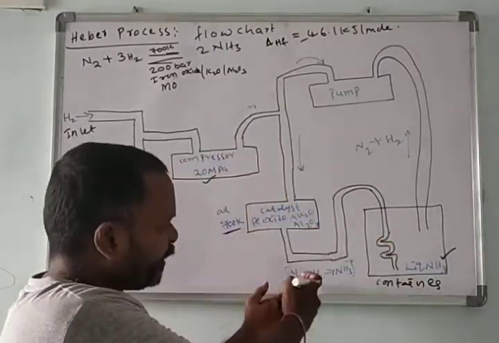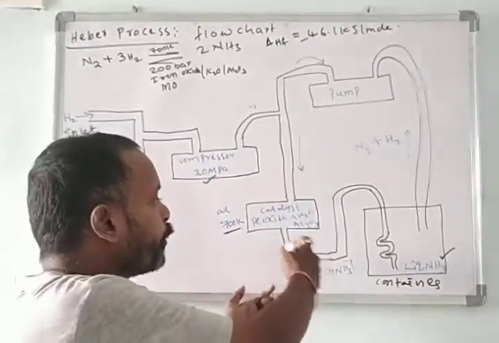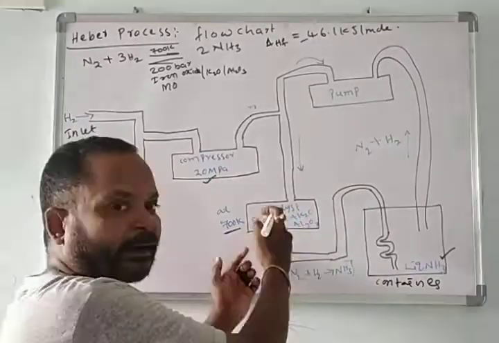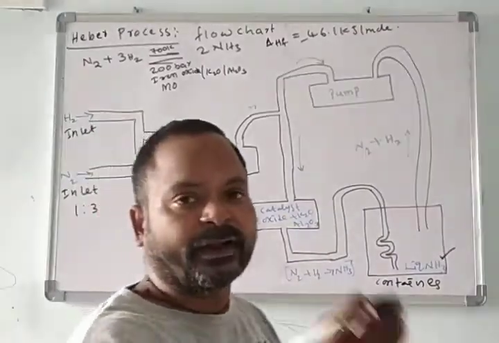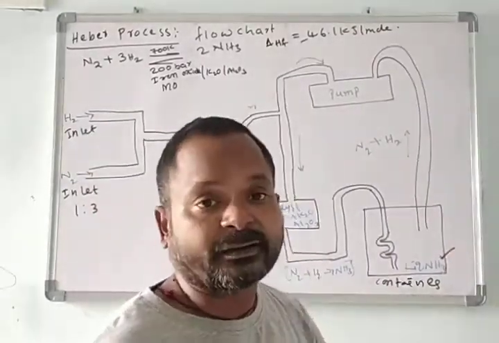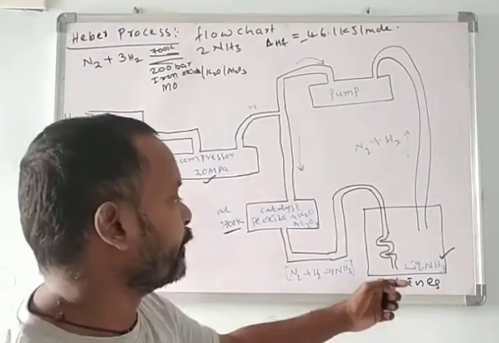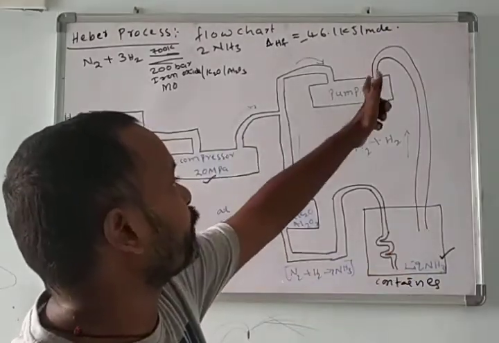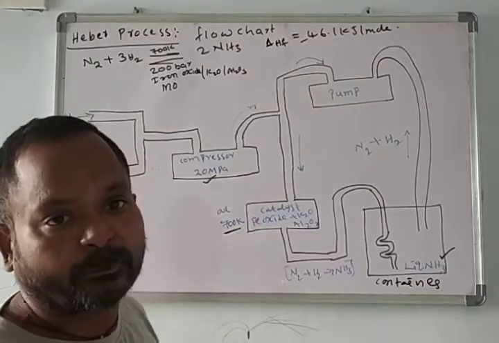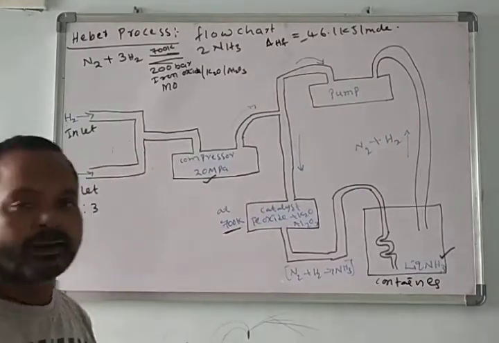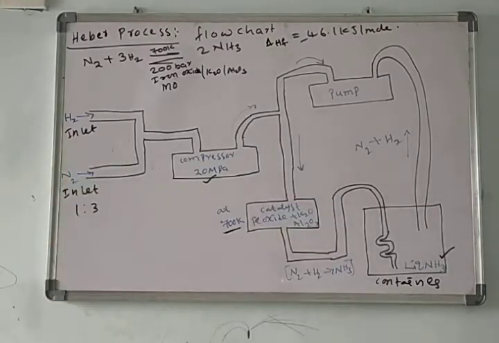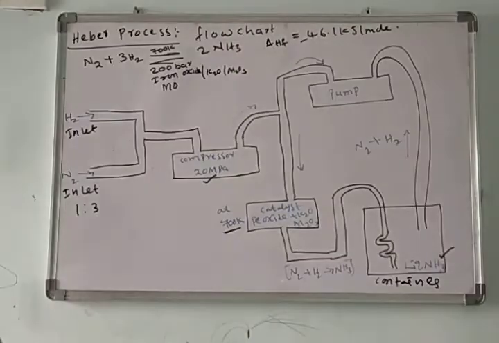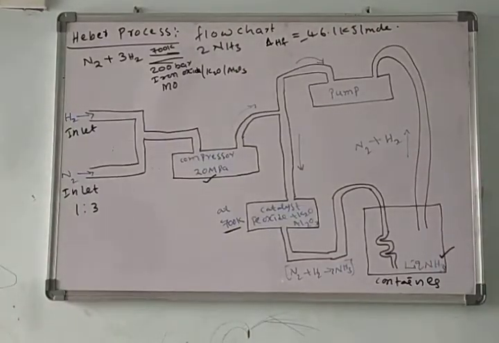Nitrogen and hydrogen gas move from the catalyst zone to the container. Some amount of unreactive nitrogen and unreactive hydrogen will be there in that container. That will be moved into the pump. Again it will be moved into the compressor, and from the compressor into the catalyst zone, to liquid ammonia. This we call the flow chart of ammonia, the Haber process.